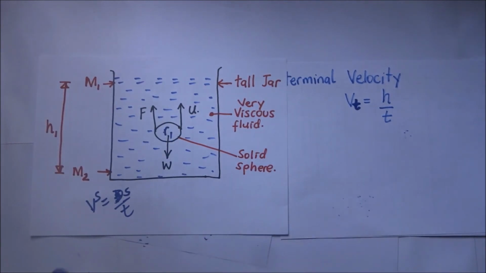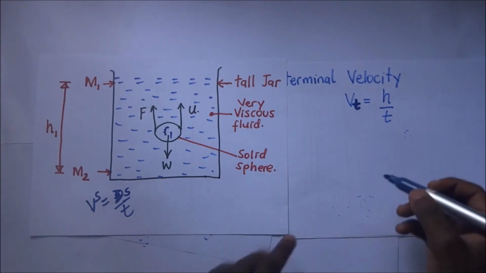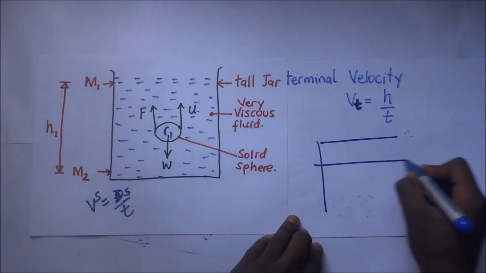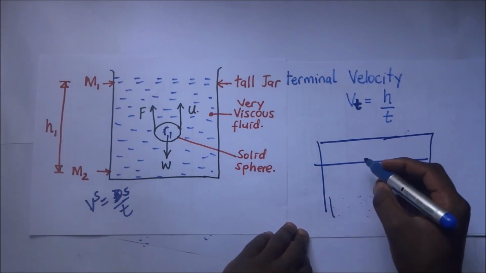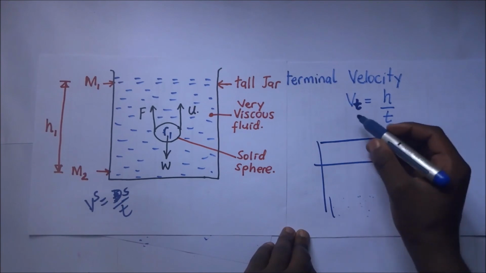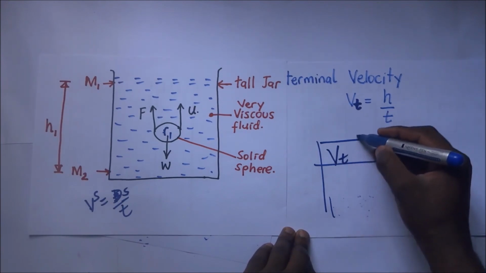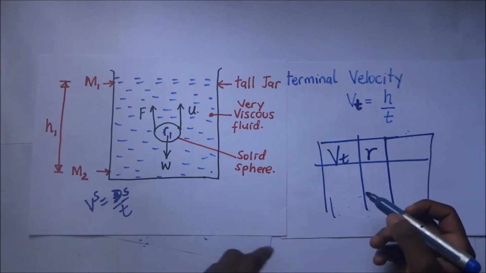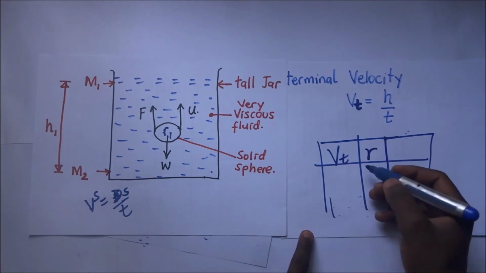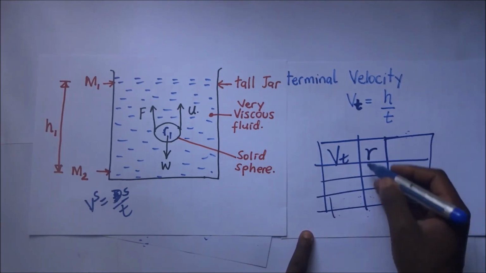So after doing this, you go ahead and tabulate your results. As you tabulate your results, you're going to have a column for the terminal velocity you've been getting. Then you're going to have another column for the radius, corresponding to the different balls of the different radii you've been using.